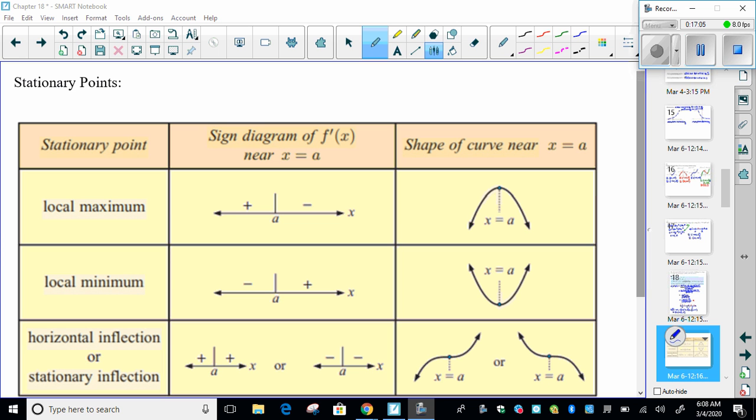And based on all of this, when we're looking at these derivatives of increasing and decreasing, what we can find are these things called stationary points. And that's part of what's creating those sign diagrams for us. A stationary point is when our derivative is 0.